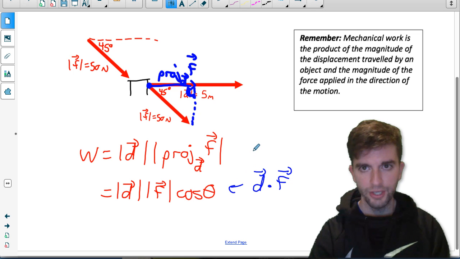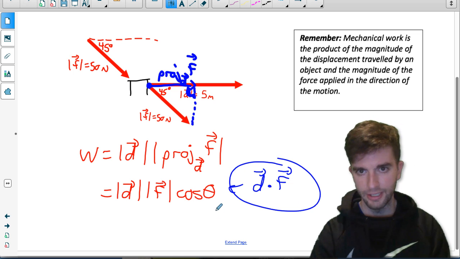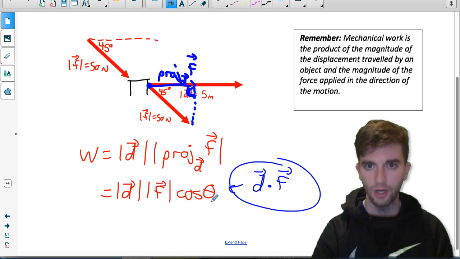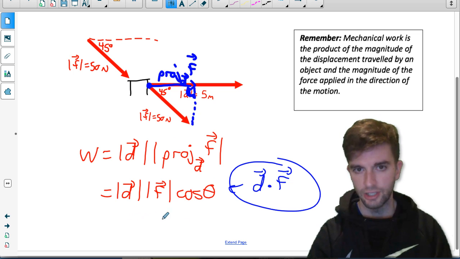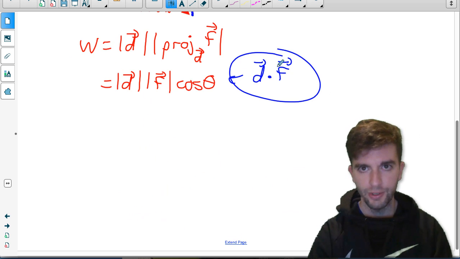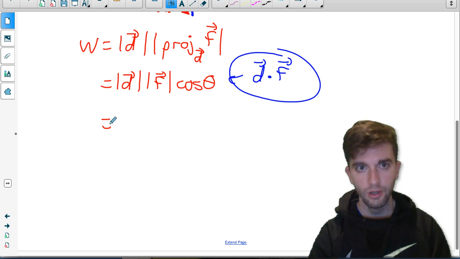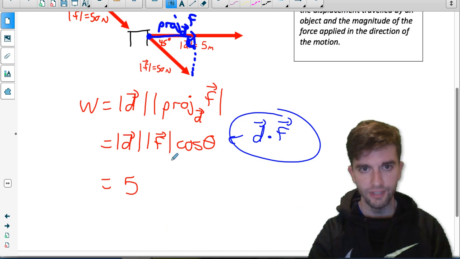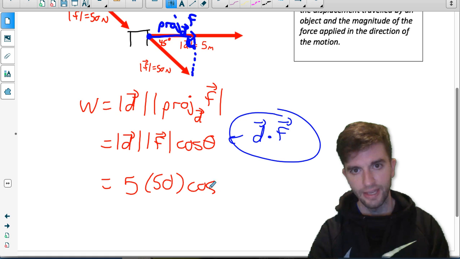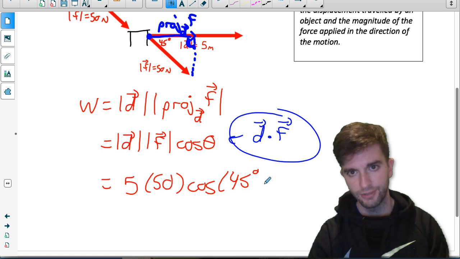So we could have just started this question by writing that what we're trying to find is the dot product of D and F. This is just a way of reminding you the mechanical work is just dot product. So now that we remember it's just dot product, we use the dot product formula and sub in what we know. We know the magnitude of the displacement was 5 meters. We know the magnitude of the force was 50 newtons. And cosine of the angle between them was 45 degrees.